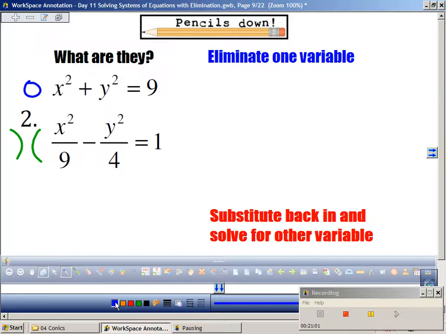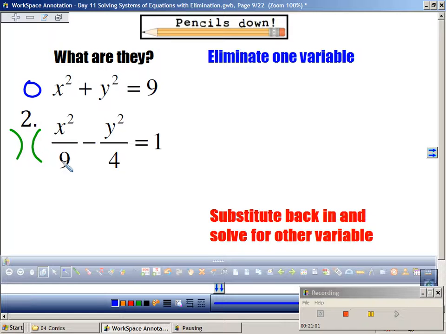Okay. So, we need a strategy. I don't want to work with this. Can I eliminate anything right now with it looking like that? So what have I taught you about fractions? Multiply it by a common denominator. What would be the common denominator of the 9 and the 4?